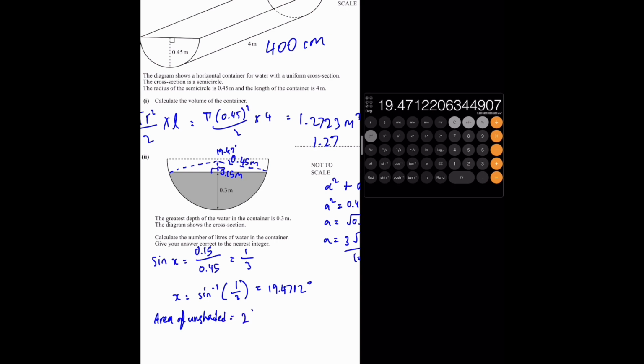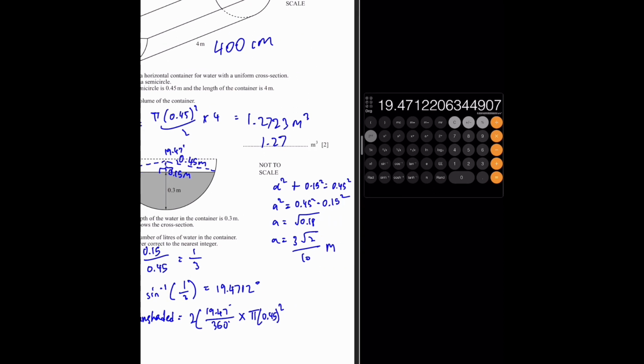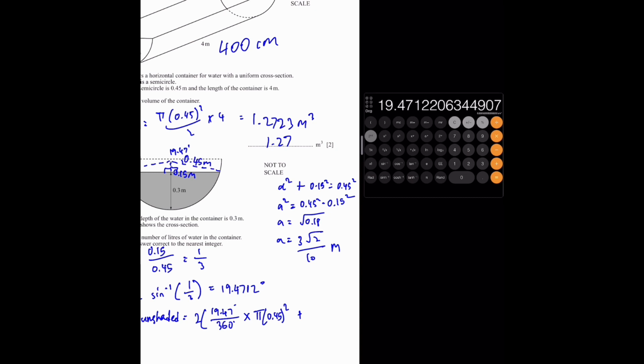that will be equal to 2 into the area of the triangle plus the area of the sector. So the area of the sector is the angle 19.47 degrees by 360 and then multiplied by pi r squared, which is pi into the radius 0.45 squared, and we add that with the area of the triangle, which is half into 3 root 2 by 10. That's the base, and the height is 0.15.